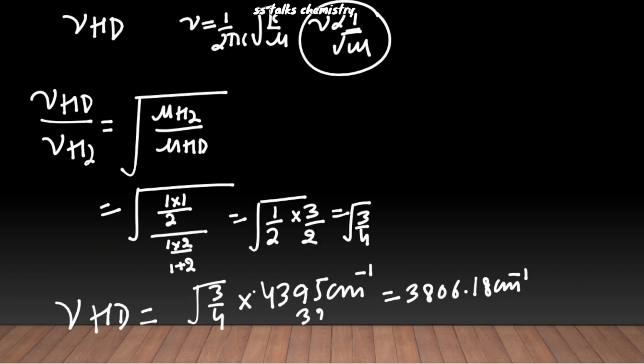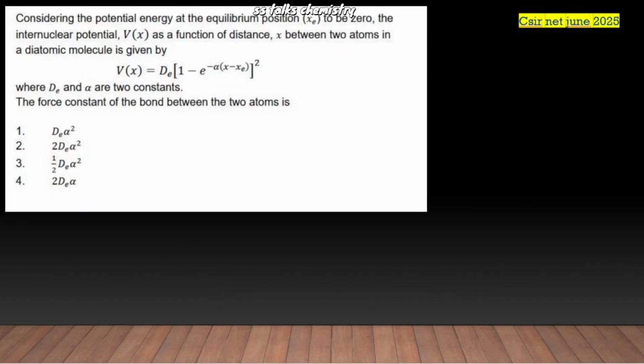Okay, so next is this question, from June 2025. The question says: considering the potential energy to be zero at the equilibrium position, the internuclear potential V(x), as a function of the distance x between two atoms in a diatomic molecule, is given like this, where D_e and alpha are two constants. We have to find the force constant of the bond between the two atoms. Okay, so this potential which is given to us is basically the Morse potential.